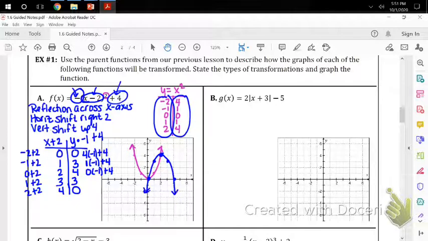And so once we do that, let's compare. Let's go back and look at what we said it was going to do. We said it was a reflection across the x-axis. Is it? Did it flip upside down? It did.